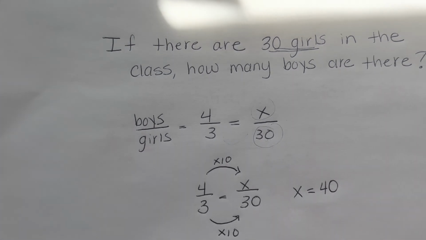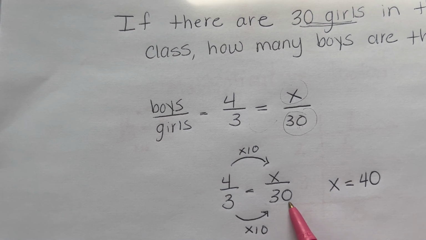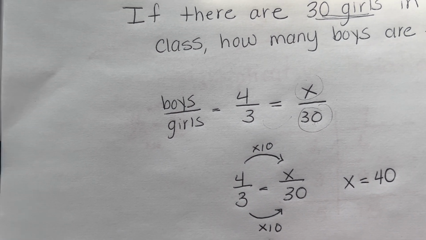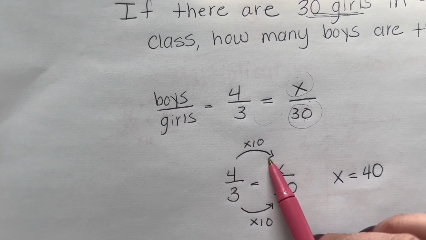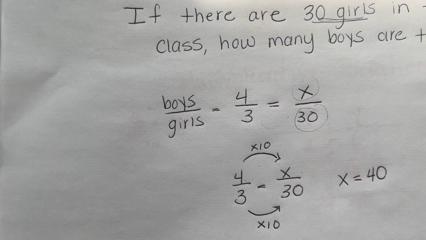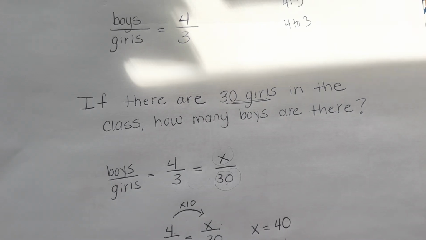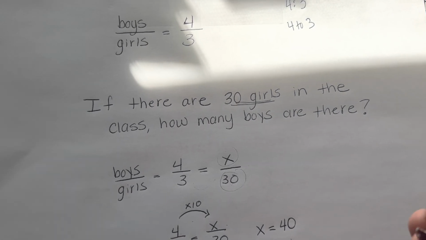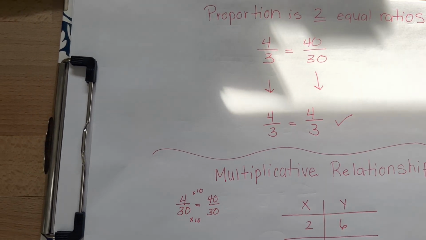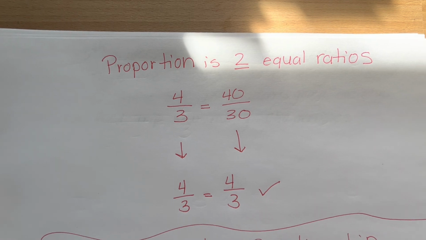So I'm going to go ahead and ask myself, how do I get from 3 to 30? What is the multiplicative inverse, right? How do I get from 3 to 30? Well, I can multiply by 10. So I'm going to do the same thing on the top. I'm going to multiply by 10, and 4 times 10 is 40. So X equals 40, which means if there are 30 girls, there are 40 boys. And I kept my ratio the same because I set up a proportion.